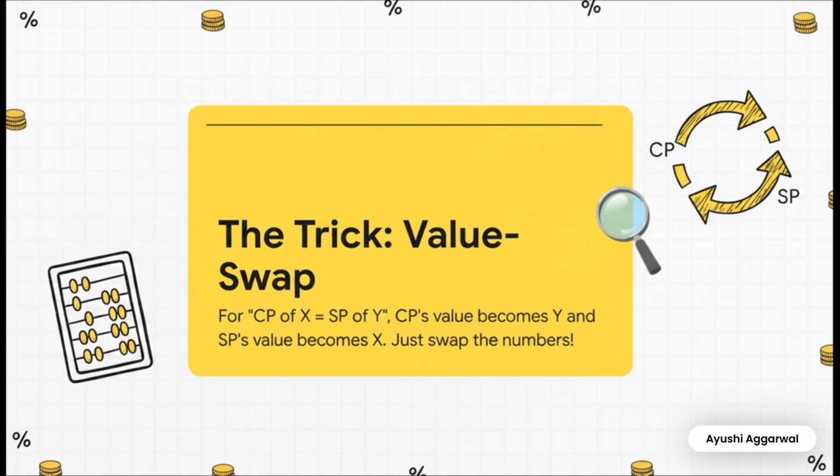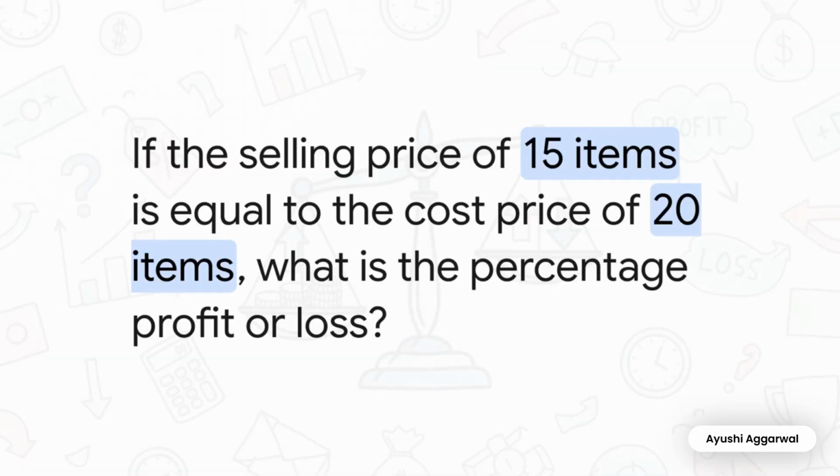The number that's with the SP, that becomes your new CP value. And the number that's with the CP, that becomes your SP value. That's it. No confusion, just a straight path to the answer. Let's see this trick in action with an example.